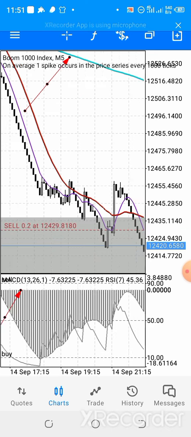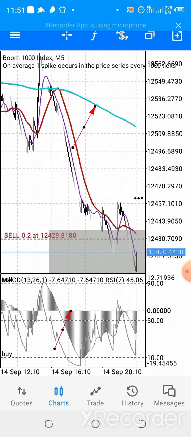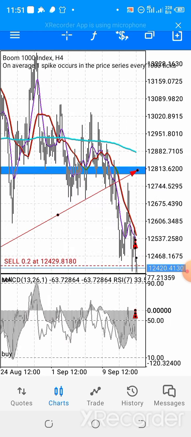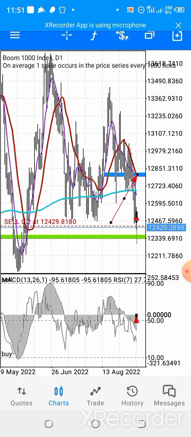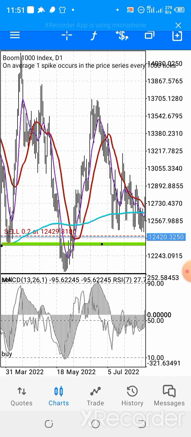But thank God it's a downtrend. The spike was not too much. I want to believe that this trade is going to continue coming down. Why? Because H4 says it's selling. And daily still has, look at my green line here. The previous support is where you have this green horizontal line. This is the previous support in this market. So I am expecting price to finally touch that zone before leaving.